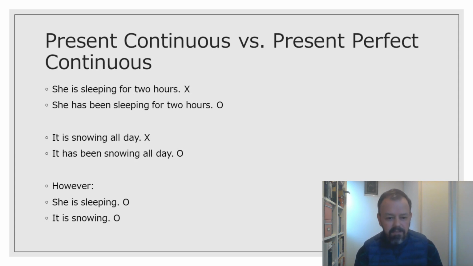So the mistakes tend to happen when we think about these situations. She is sleeping. Yeah, she is sleeping. Okay. How long has she been sleeping? Oh, 2 hours. So she is sleeping for 2 hours. Incorrect. But again, this is a fairly common mistake.